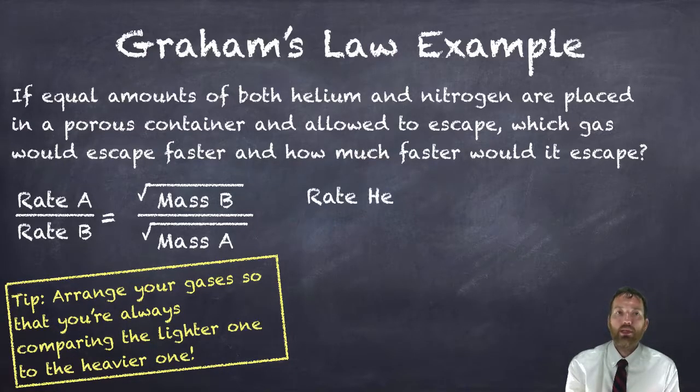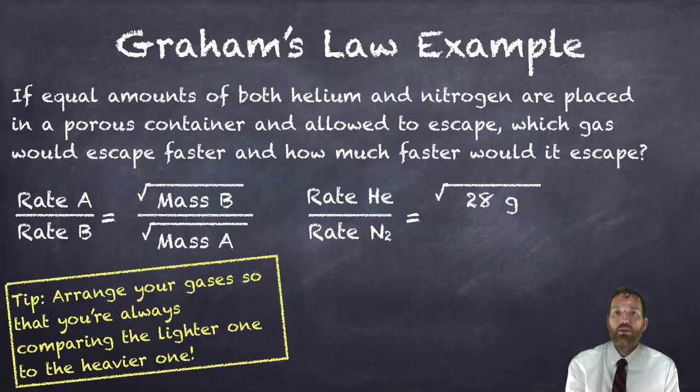Okay, so here's how it's set up. We're going to do the lighter gas, helium, compared to the heavier gas, nitrogen. Now remember, nitrogen is diatomic, so it's N2, not just N. The molar mass of N2 is 28. Nitrogen weighs 14, but we need to do 14 plus 14 for N2. It's another common mistake I see on Graham's law problems. If you use a diatomic gas, which a lot of them are, and you don't remember it's diatomic, you're going to get your numbers wrong.